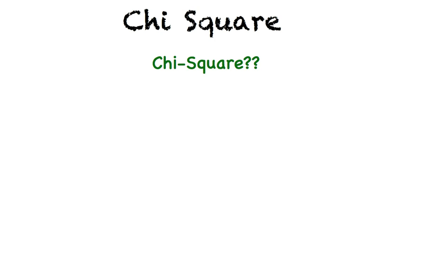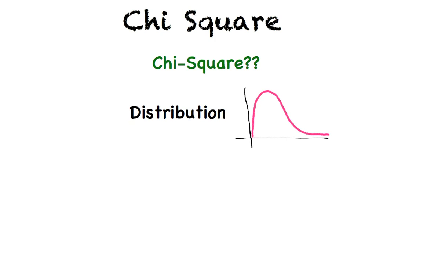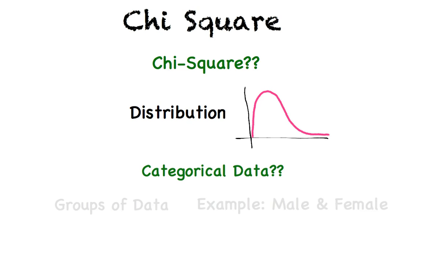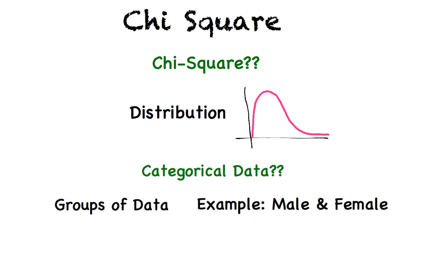What is chi-square? Chi-square is a distribution. Chi-square is working with categorical data. What is categorical data? This is data that is put in groups. It's like data that is male or female. You have choices, but those are your only choices. There's no in between. There's no moving beyond one way or the other.